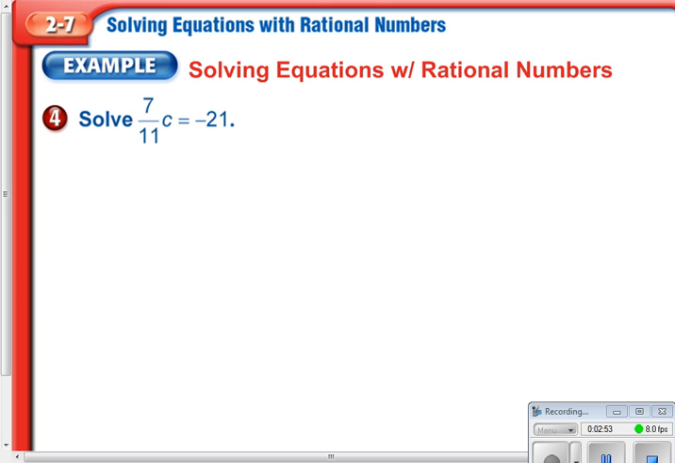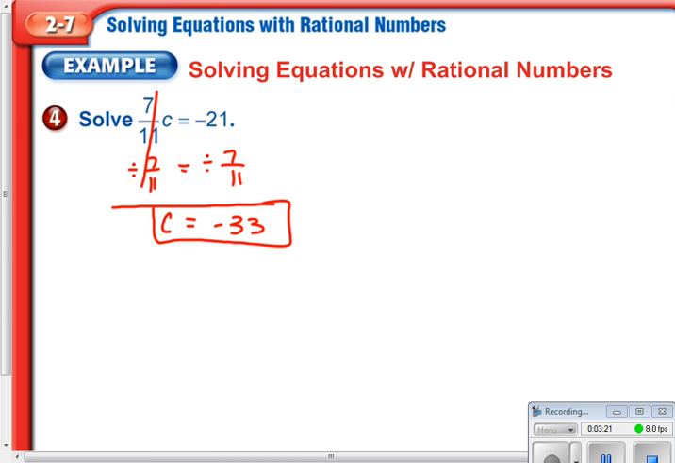Example 4. 7/11 c equals negative 21. In order to get c alone here, 7/11 is multiplying c, so we would divide by 7/11. And again, what we do to one side, we must do to the other. Equal sign lines up, 7/11 cancel out, we get c equals negative 21 divided by 7/11 is negative 33. This is one of those where you're working with a fraction, but our answer is an integer, negative 33, and we don't need to write that as a fraction.